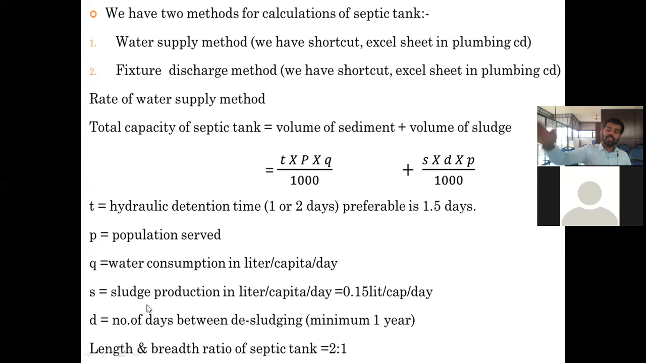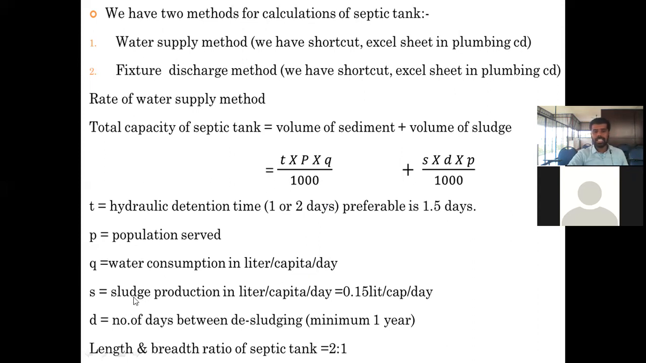When you look into the NBC, you can see the water for domestic purpose as well as water for flushing purpose. This water will be the water for flushing purpose only, because only the water from the water closet is being taken here. Correct? So what is the water consumption in liter per capita per day for the flushing purpose only has to be taken. This information you will get from the National Building Code table.